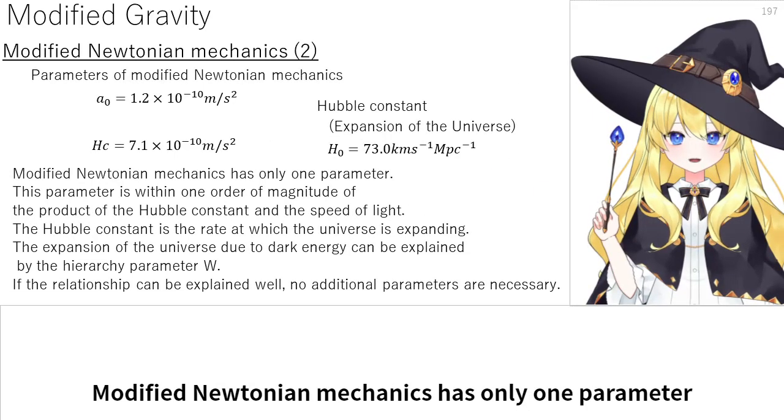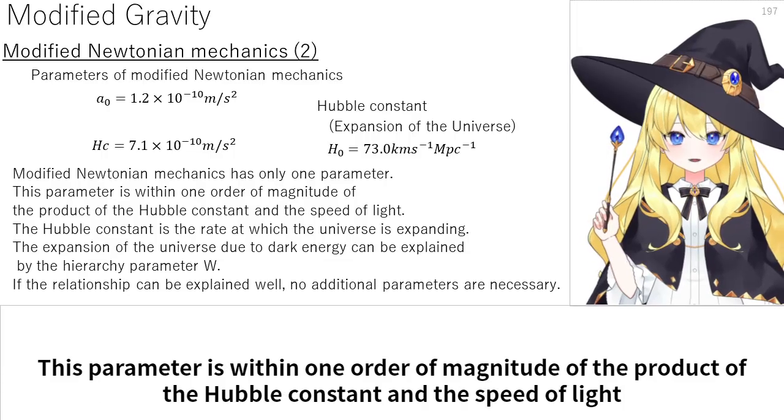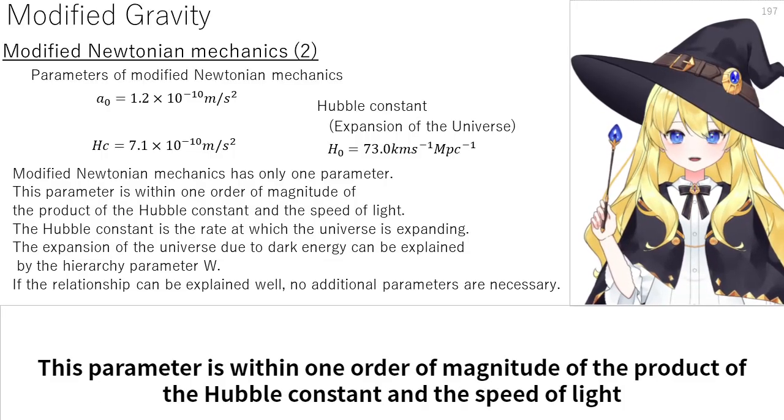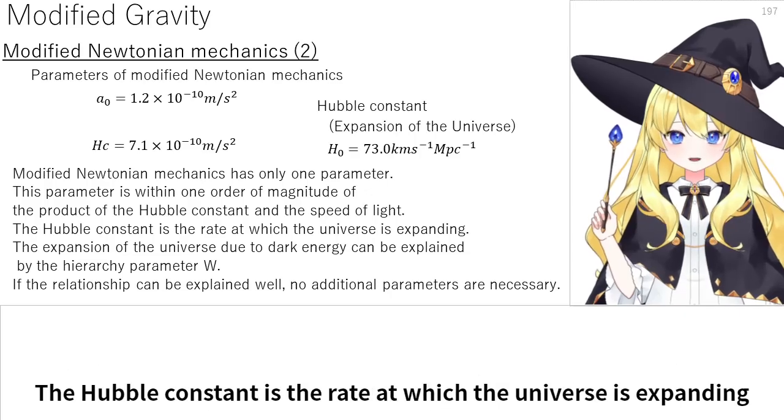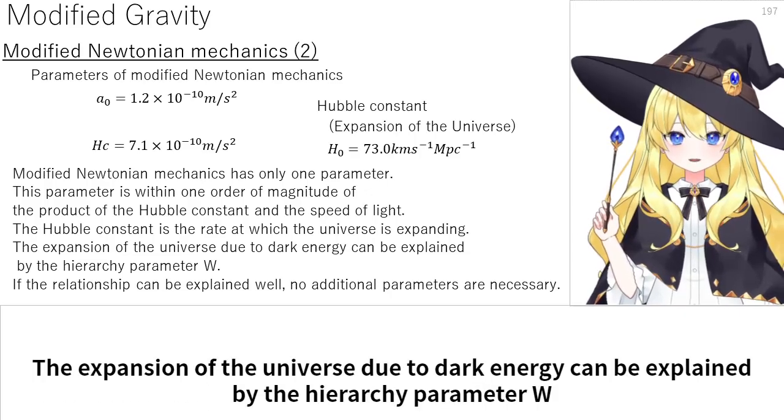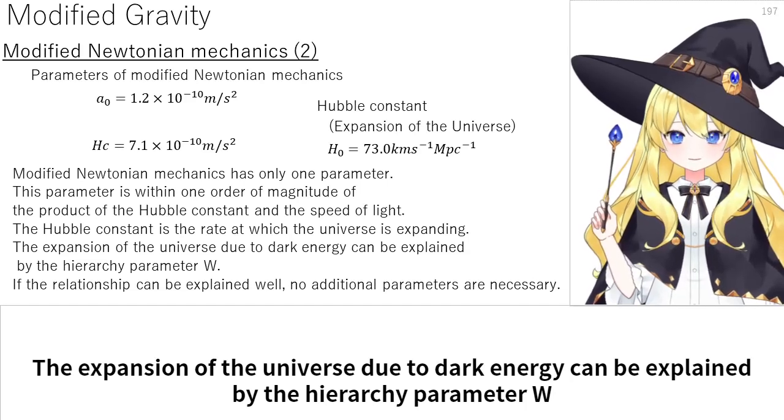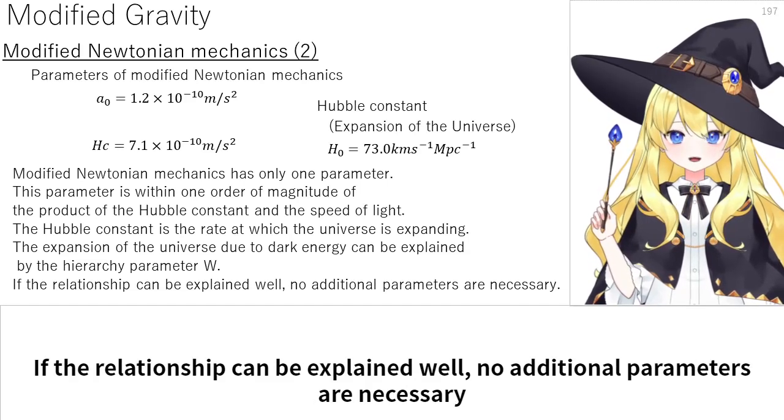Modified Newtonian mechanics has only one parameter. This parameter is within one order of magnitude of the product of the Hubble constant and the speed of light. The Hubble constant is the rate at which the universe is expanding. The expansion of the universe due to dark energy can be explained by the hierarchy parameter W. If the relationship can be explained well, no additional parameters are necessary.